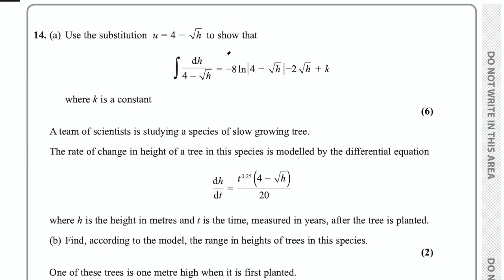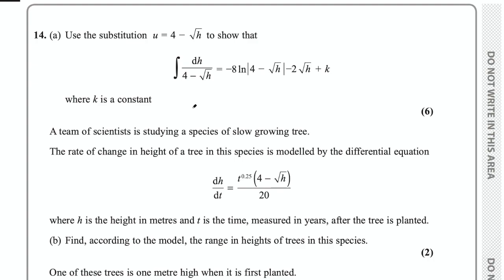On to question 14. This is a fun one. I hope you're ready for this one. So question 14, part A says, use the substitution u equals 4 take root h to show that the integral of dh on 4 take root h equals negative 8 log the absolute value of 4 take 2 root h plus k, where k is a constant.